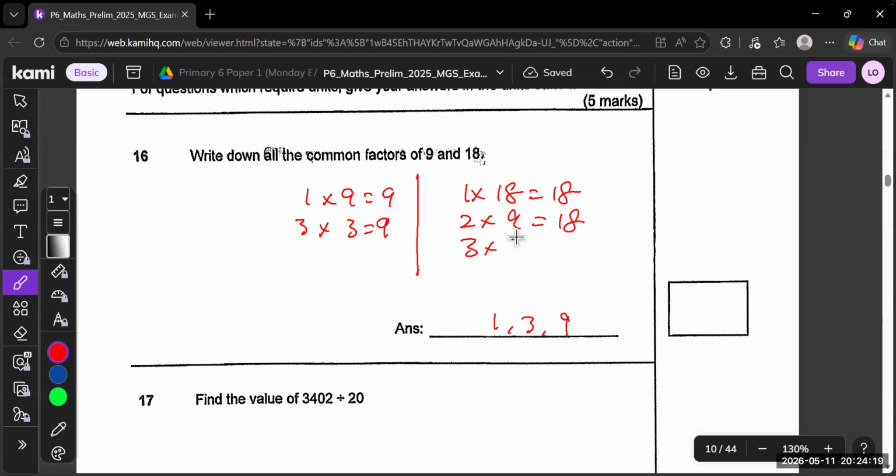And then 3 times 6 and then 4 cannot, 5 cannot, 6 have already. Then you circle the common factors, right? And then any more? There's a 9. Yeah, that's it. Okay, your common factors.